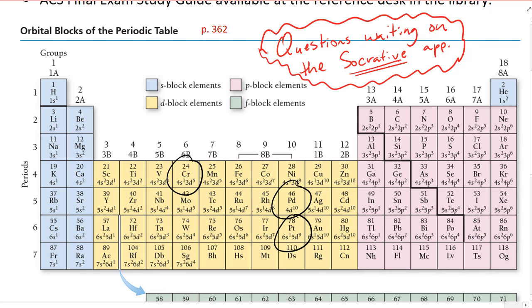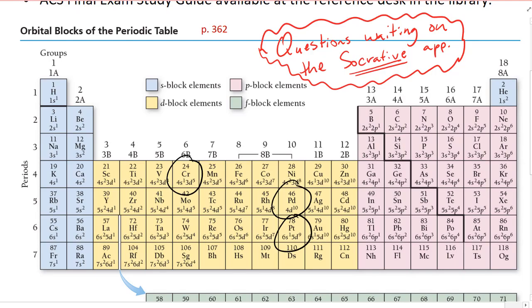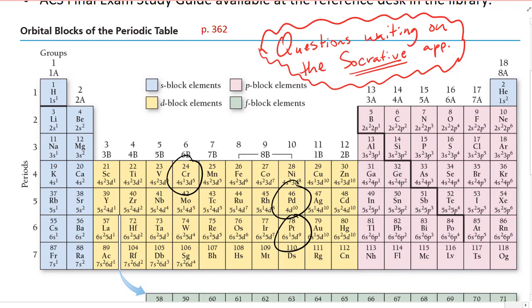I see iron. Iron is not one of them. Hydrogen is not. Aluminum is not. Cadmium is not. So why are these 3 here, of the ones that people answered, why are these 3 ones that are exceptions to the building up principle? What makes them exceptions?